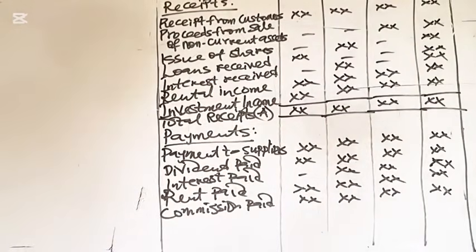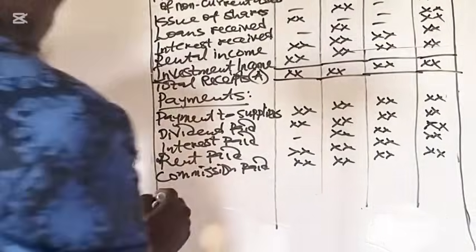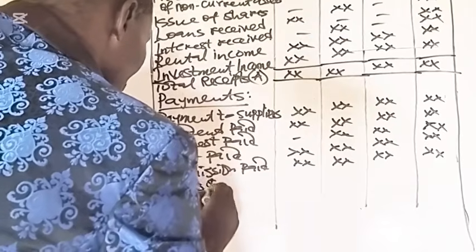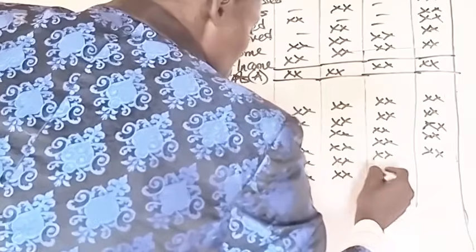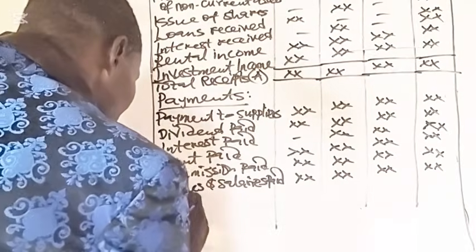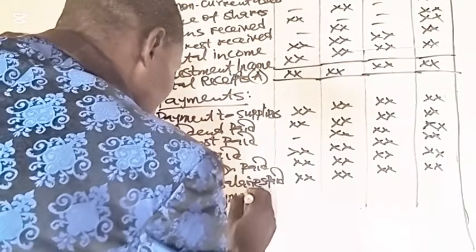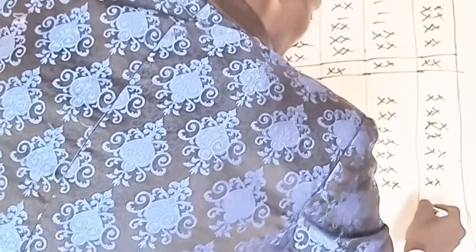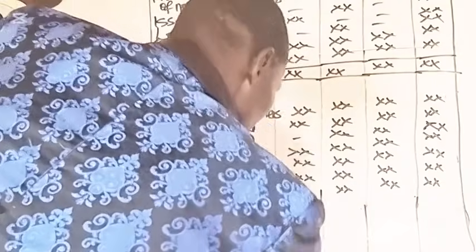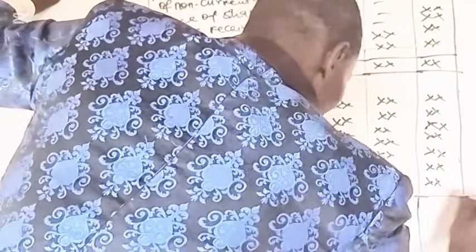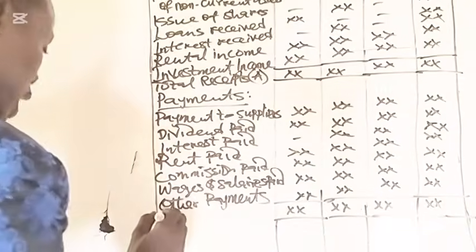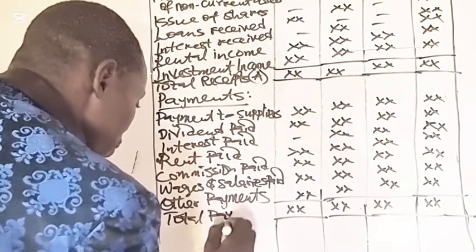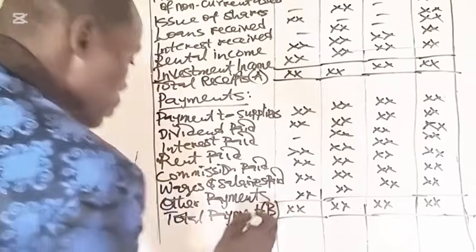Then wages and salaries paid. Then you may have other payments. If there are other payments I did not include in the list of payments, you include them. You now sum up the payments in order to get the total payments. Let me have that as B.